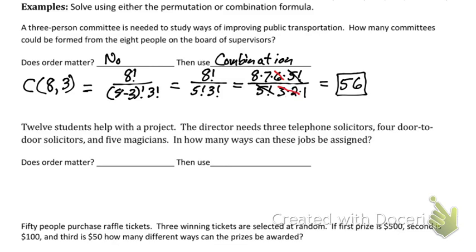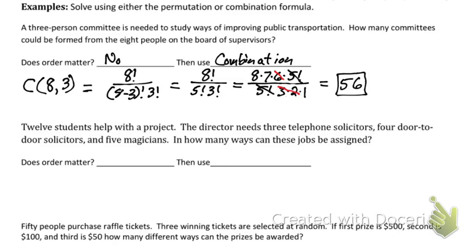So let's look at this individually. I'm choosing 3 people to be telephone solicitors. Is there a difference if you're solicitor 1, 2, or 3? Is there any difference? Do you care? No. So order's not going to matter. Is order going to matter if you're one of these door solicitors? No. And does it matter if you're one of the 5 magicians? No. Order's not going to matter.